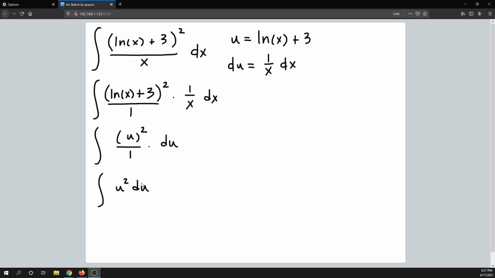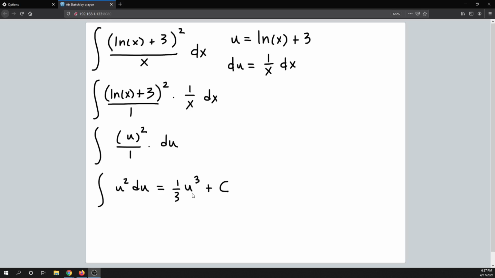Now this one is just a basic power rule integral, so we would use the power rule to take its antiderivative. We add 1 to the power, so that's u to the 3rd power, and then either divide by 3 or multiply by 1 over 3, like so for the power rule. And then, since we're talking about an indefinite integral, don't forget to put the plus c here.